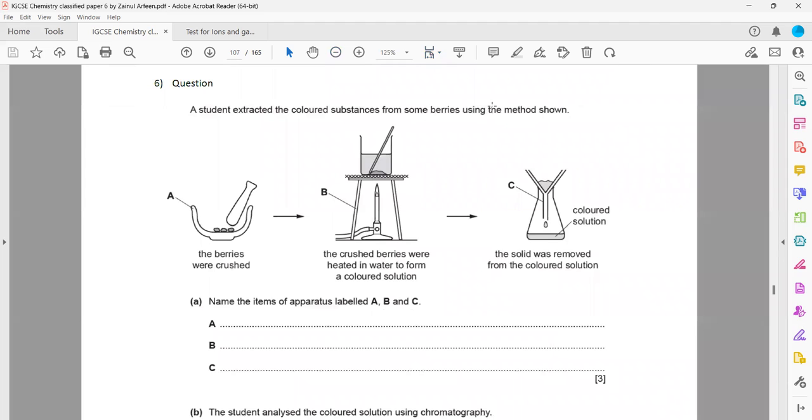The student extracts the colored substances from berries. As you can see, some apparatus are there. Name the apparatus labeled A, B, and C. What do we call A? Mortar. B is a tripod stand and C is a filter funnel. Yeah, filter funnel. Complete A and B as well: mortar and tripod.